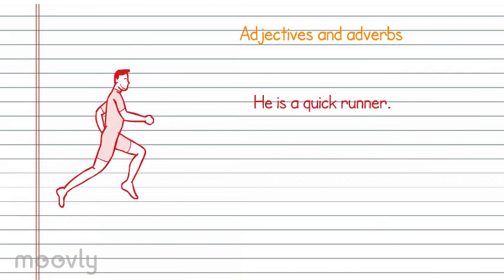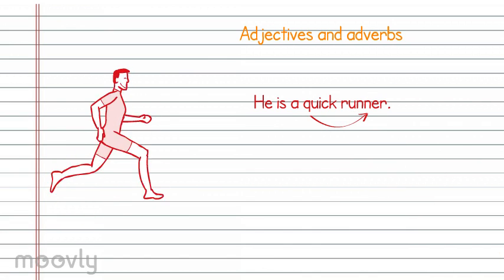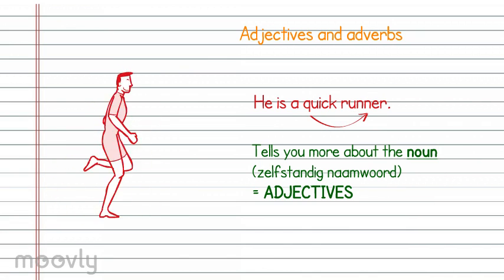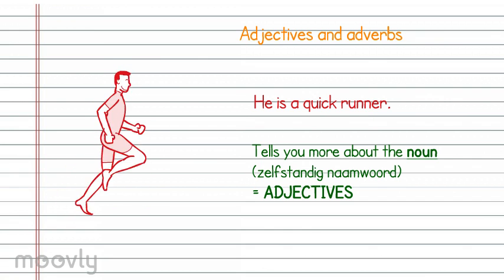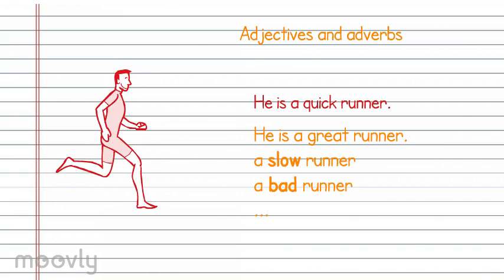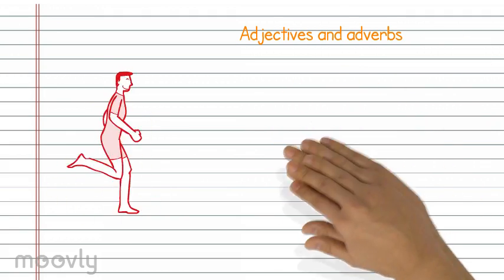Now pay attention because quick tells you something more about runner. And runner is our noun. So we can say that adjectives, such as quick, tell you something more about runner, your noun. Other examples of adjectives are a great runner, a slow runner, and a bad runner.